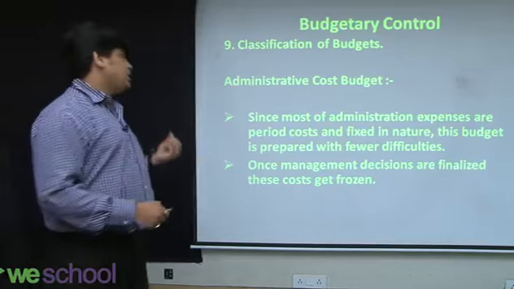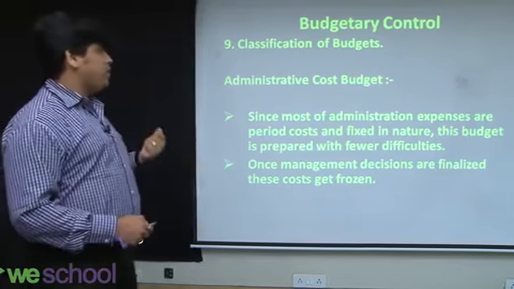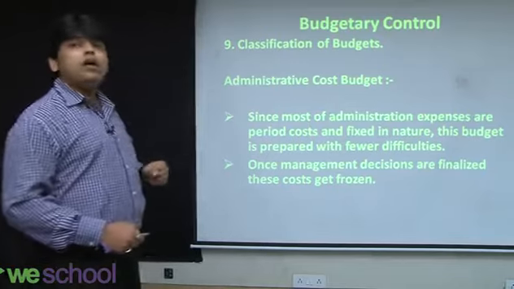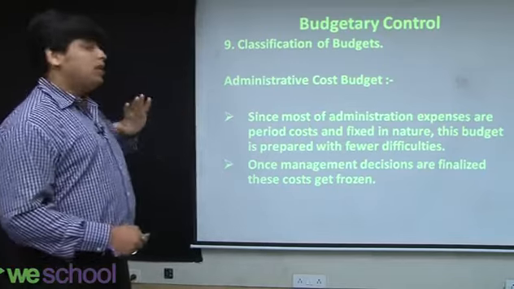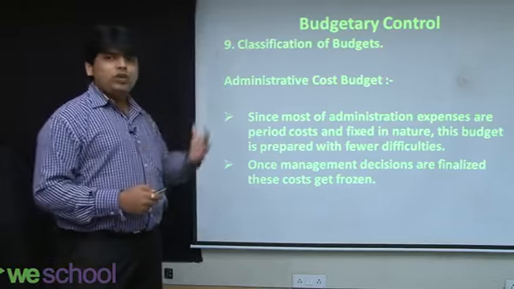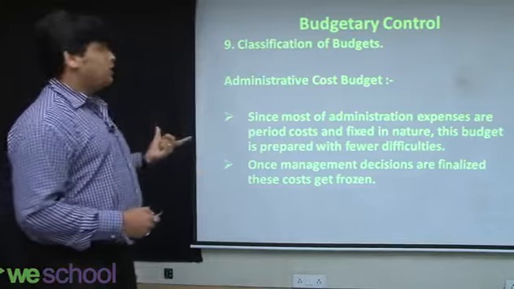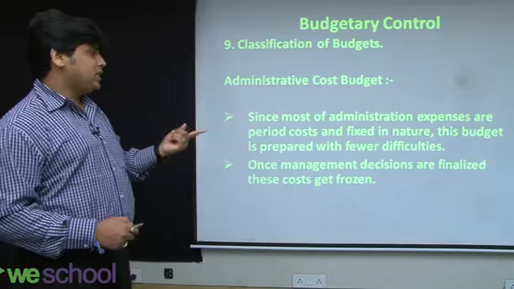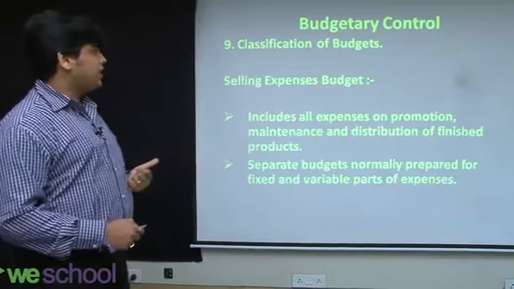Administrative cost means, since most of the administrative expenses are period cost, period cost means they are fixed in nature. So for this we will make them fixed. They are frozen, means they are the final decision. They are fixed in nature. They will not fluctuate with the level of activity. So this cost is also taken into consideration. Once management decisions are finalized, these costs get frozen.